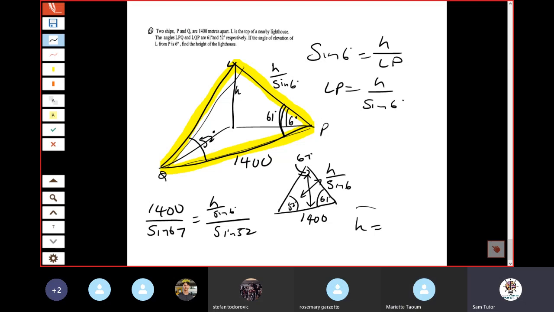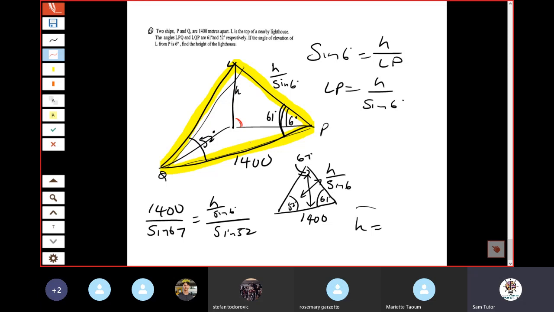Yeah. So two ships, P and Q, are 1400 meters apart. So these guys are now going to be 1400 meters apart. I'm not sure if this is a right angle, like you were saying last time, Andy. Oh, crap. Actually, that's not a right angle. If that's not a right angle, I've already done this wrong. The angle of elevation of L from P. Oh, what am I saying? This must be a right angle. Why must that be a right angle? Can anyone tell me why that must be a right angle?